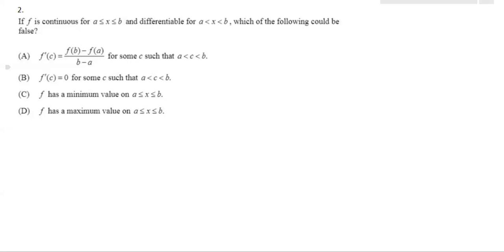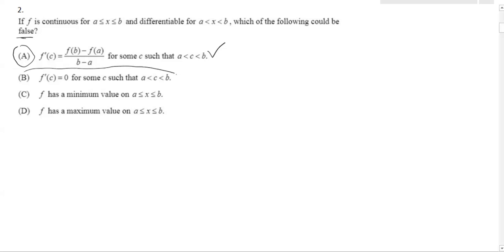All right, number two. If f is continuous on the closed interval a to b and differentiable on a to b, which of the following could be false? So these are the conditions for the mean value theorem, the extreme value theorem, and also the intermediate value theorem. They all apply here because the function is continuous on a closed interval and it's also differentiable in between. So part A is going to apply, and we're looking for the one that's false. This one is true, so we're not going to pick that one. Be careful because that's basically the conclusion of the mean value theorem.